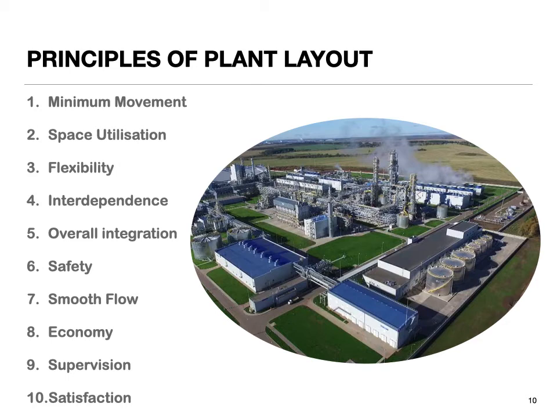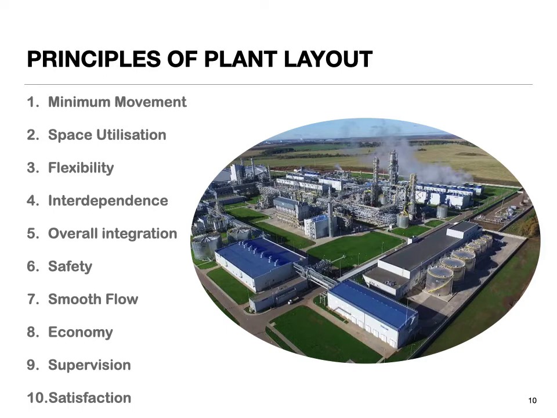Principle of flexibility. Layout should be flexible enough to be adaptable to changes required by expansion or technological development. Principle of interdependence. Okay, interdependent operations and processes should be located in close proximity to one another. This is to minimize the product travel. Overall integration. All the plant facilities and services should be fully integrated. Okay, this is important. Should be fully integrated into a single operating unit to minimize cost of production.